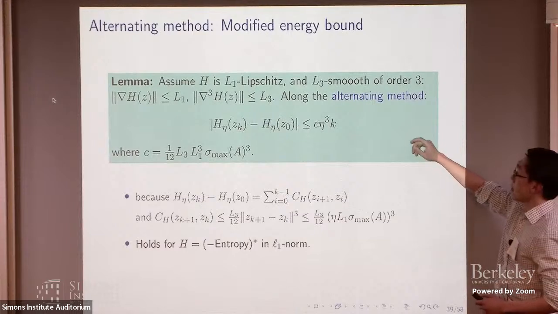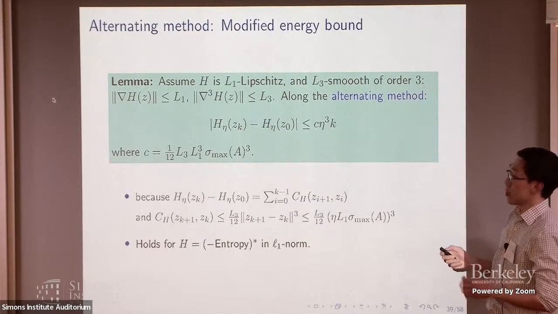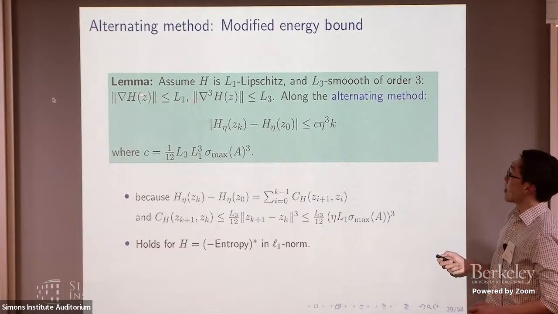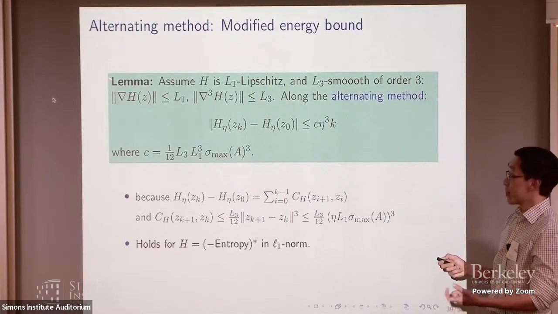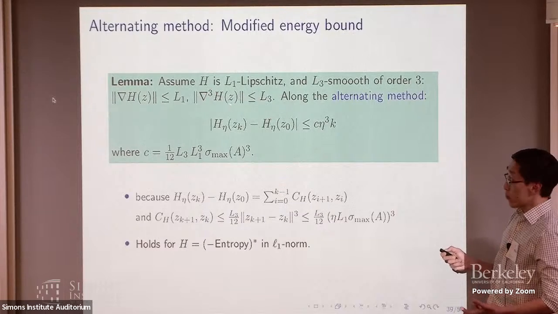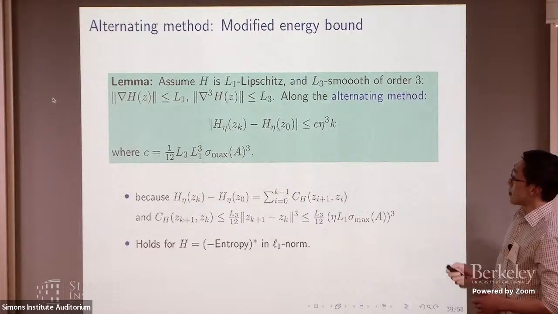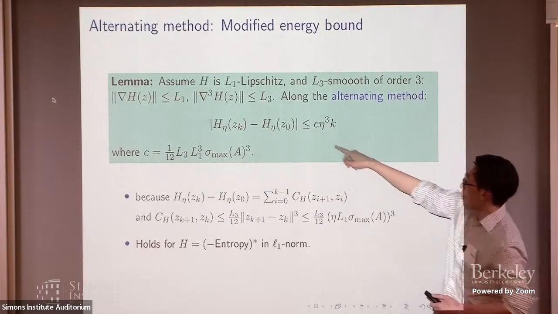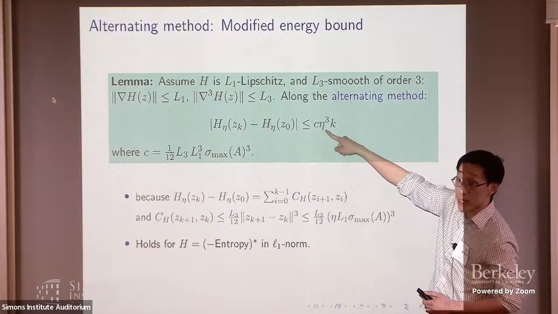Now, for the general case, let's assume that our h, which is f plus g in the dual space, is Lipschitz, so the gradient is bounded. Third order smooth, and this is with respect to any norm. Then along the alternating method, the difference in the modified energy scales as some constant times step size cubed times k, like the iteration.